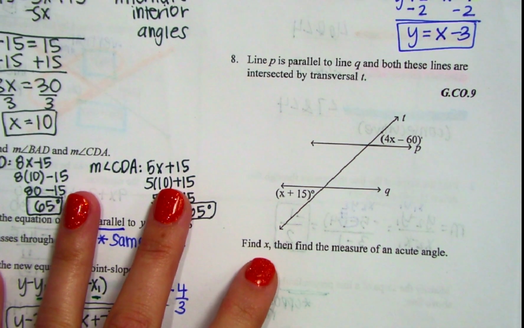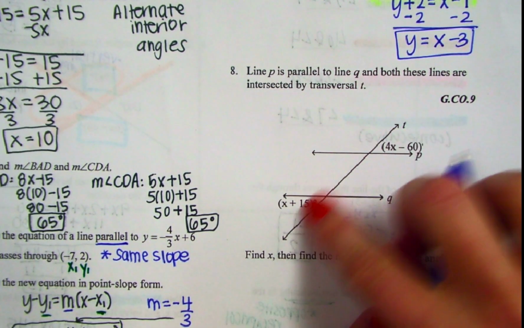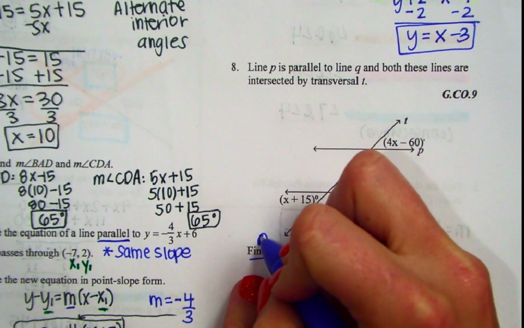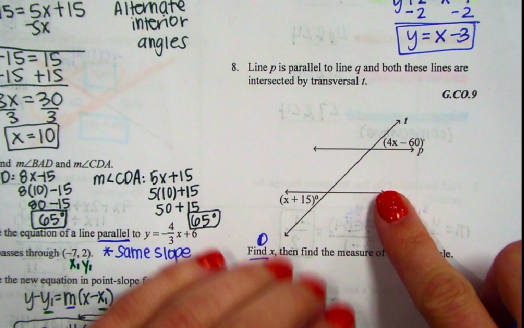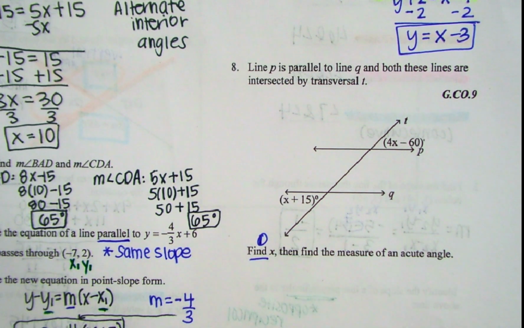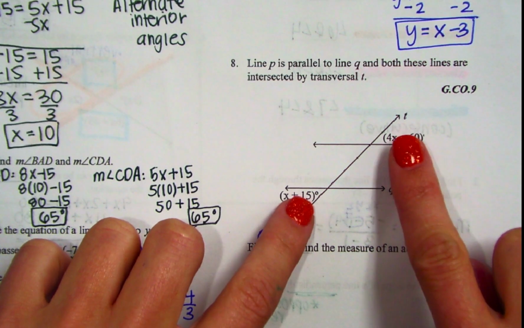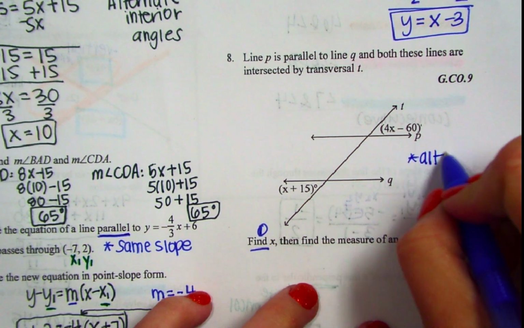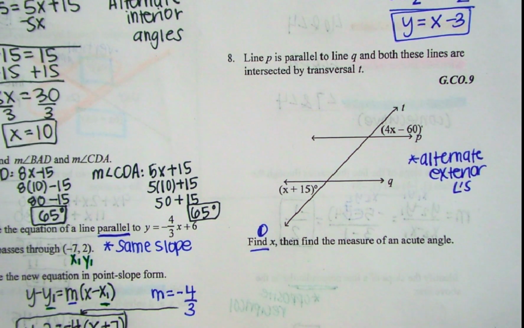Number 8, we're given that line P is parallel to line Q, and they're intersected by a transversal, so we're going to find x. So that'll be part 1, find x. Since they're giving us that these are parallel lines, we have our 4 theorems that come into play: the corresponding, alternate interior, alternate exterior, and same side interior. Based on these, they're giving us the measures of our alternate exterior angles. Since these are alternate exterior angles, the theorem says that these are congruent.